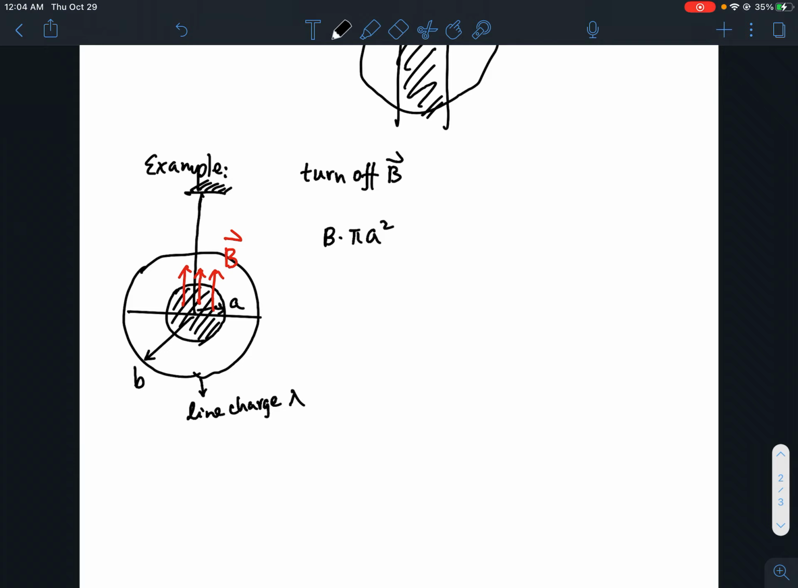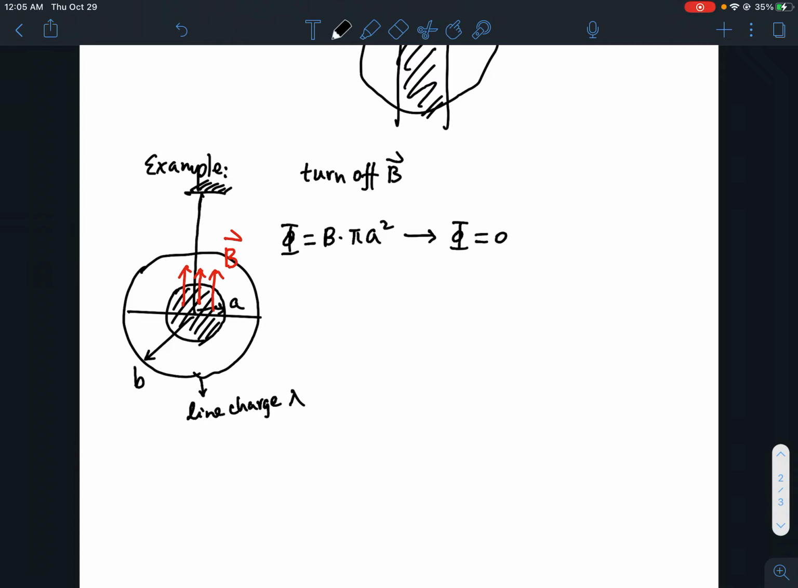The area. So this is the original phi. And now if we suddenly turn it off, then this phi becomes 0. And as we said, the varying magnetic field will create current. So this current will move inside this wire. Now we want to first find out the direction, how this wheel will rotate.